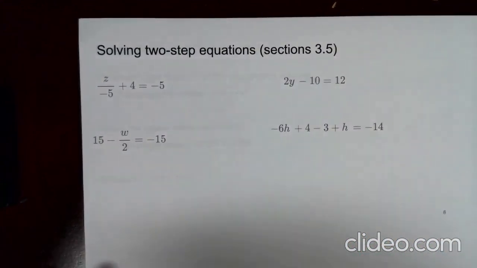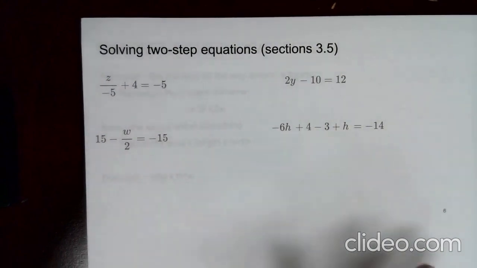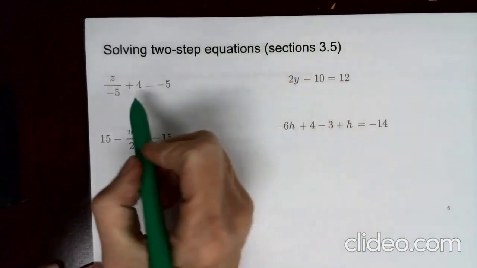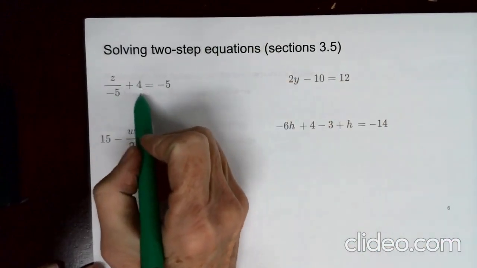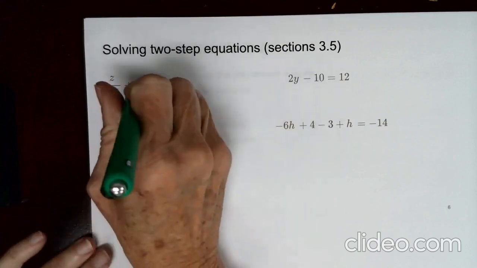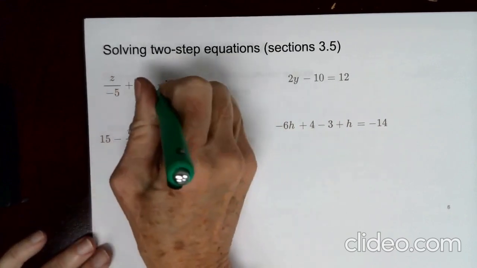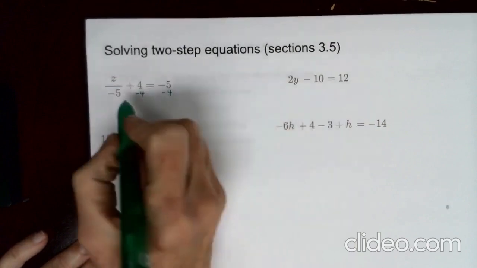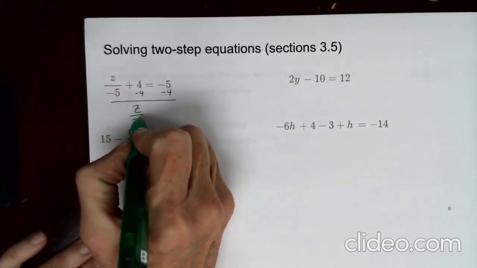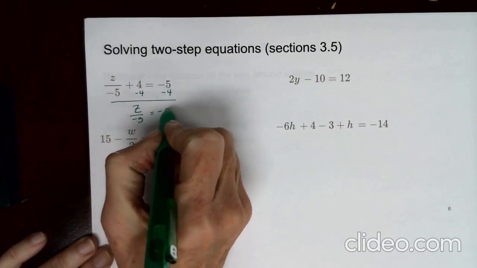Then we put all this together. And we learned how to do two-step equations. So the very first thing that I would have to get rid of is this positive 4. It's the farthest away. So I'm going to subtract 4 from both sides, or add a negative 4. And I'm going to get Z divided by negative 5 equals negative 9.